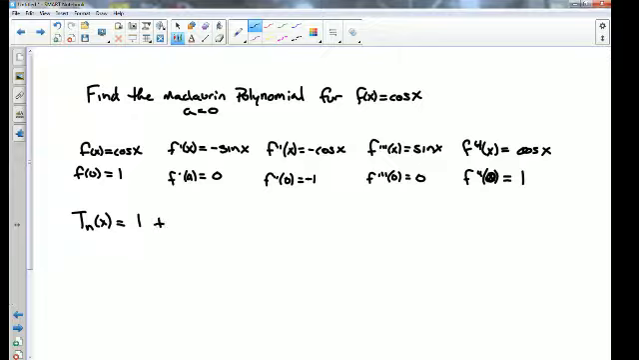Okay, that's 0, correct? Do you want to write it out? Or are you okay without writing it out? Okay, so that's nothing. So this one comes in here. -1 x plus 0 squared, 2 factorial, right? And then this one, 0.